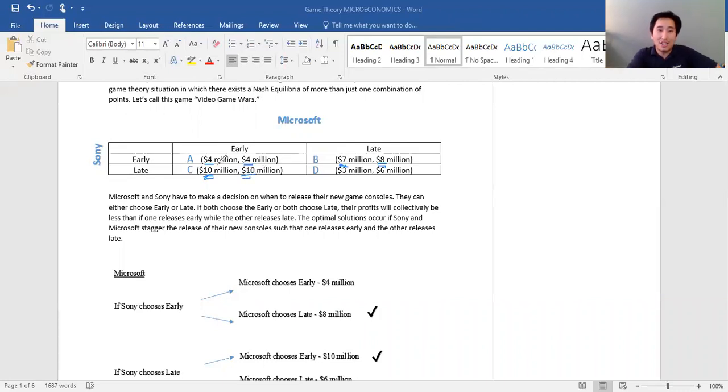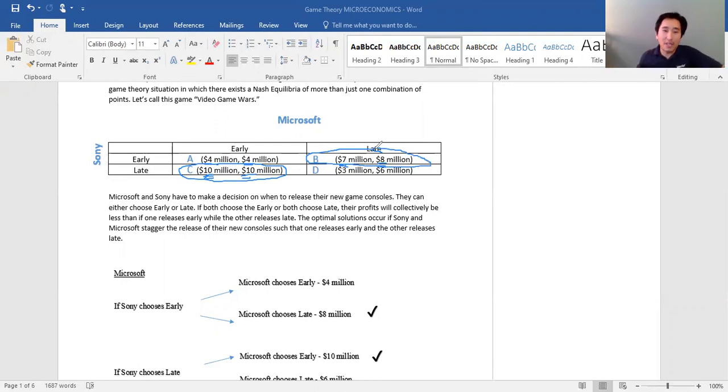So the Nash equilibria in this case would be Microsoft going early and Sony going late, or Microsoft going late and Sony going early, right? So this is what's known as the Nash equilibria because there are 2 points. And then let me show you why this is the case, right?